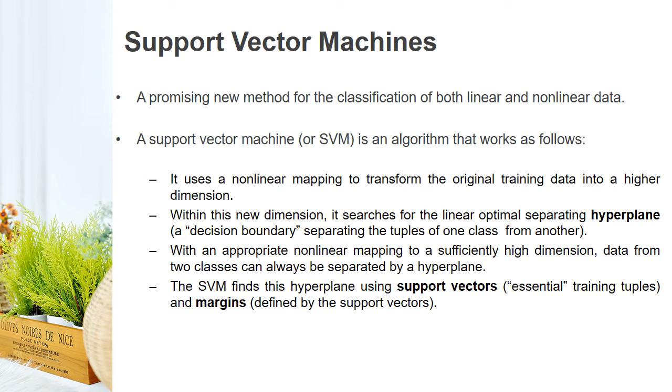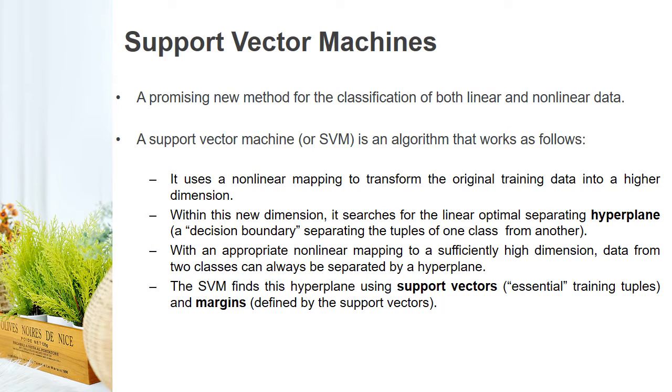This is another classification method which is very popularly used and a promising method for classification of both linear and non-linear type of data. A support vector machine, also known as SVM in short, is an algorithm which works as follows. It uses a non-linear mapping to transform the original training data into a higher dimension. Within this new dimension, it searches for the linear optimal separating hyperplane.